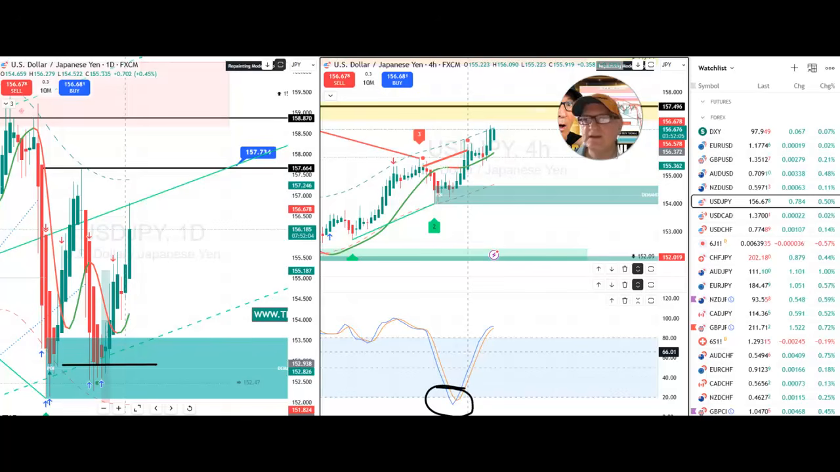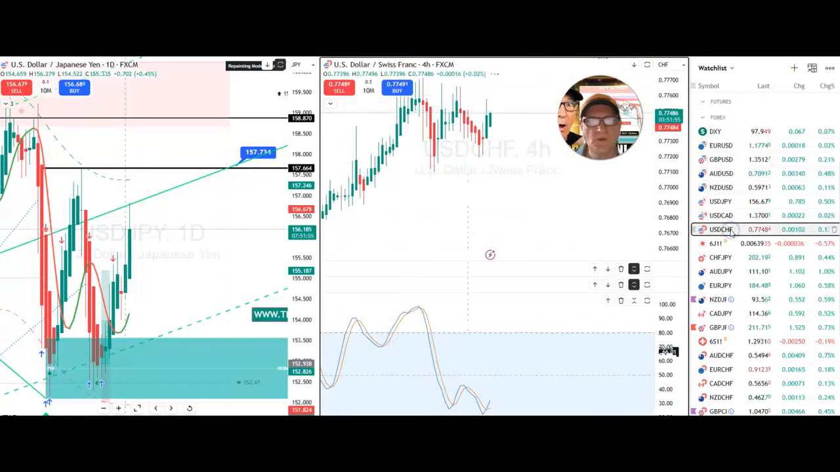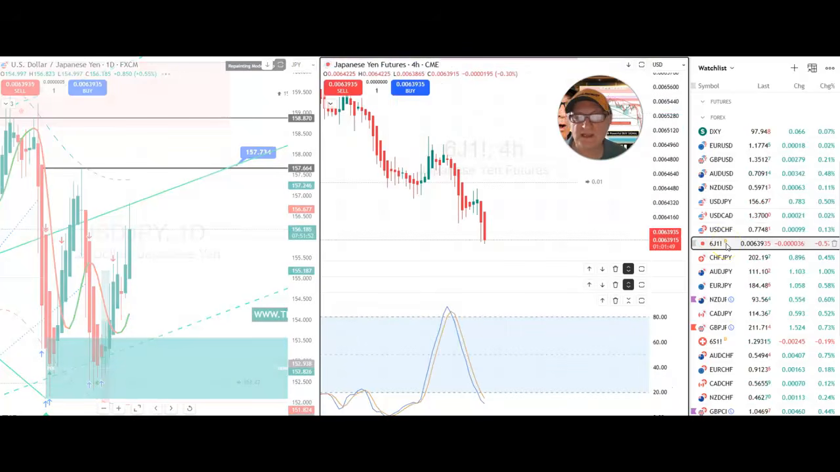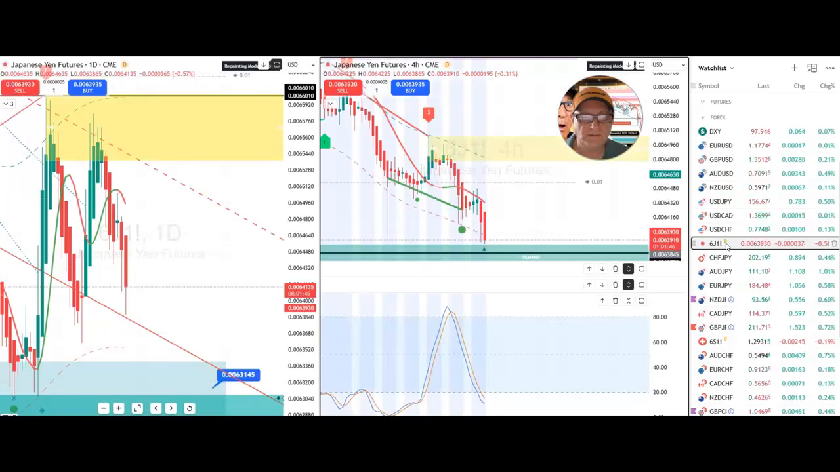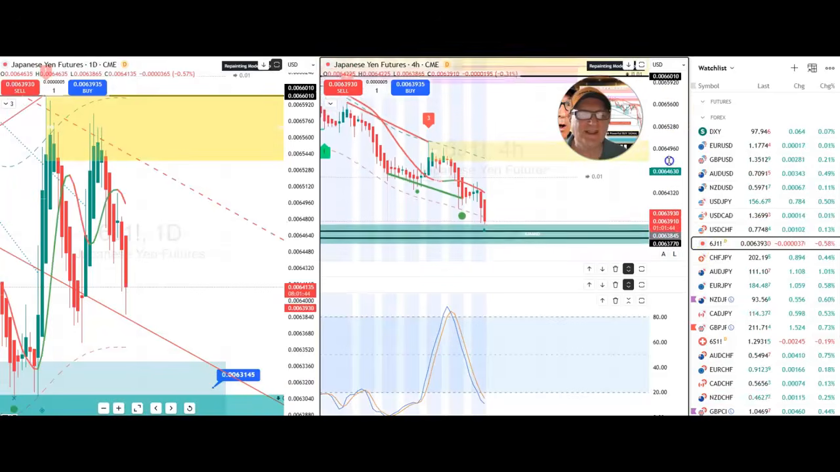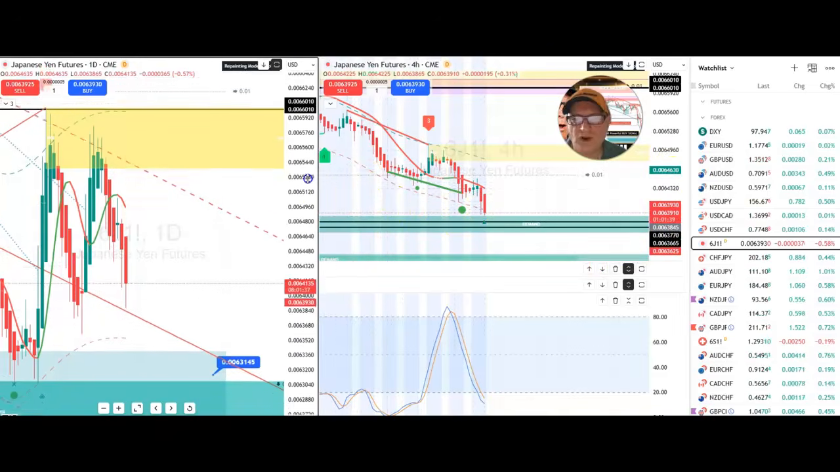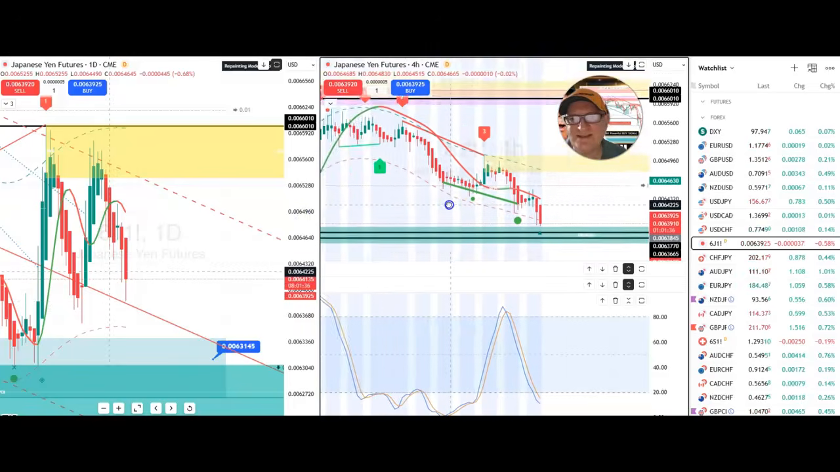All dollar yen pairs are mixed, to say the least. One thing that is not mixed is the yen futures contracts. Now there's something going on here which is great, which is what I've talked about in the last few days: it's now coming into a demand area. This could get wiped out easily. If it continues down, that's fine.